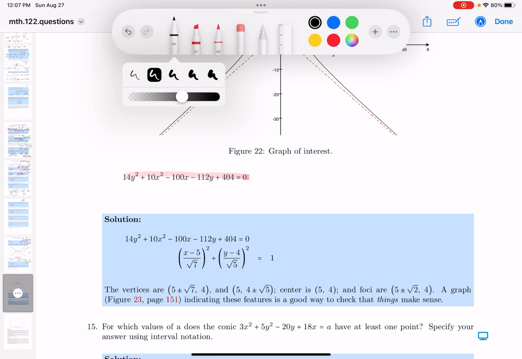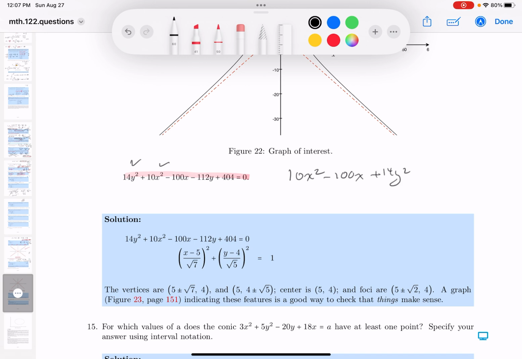10x squared minus 100x, I got that part, plus 14y squared, sorry, I got this one, minus 112y equals 404, and I'm going to subtract 404 from both sides. I'm going to factor the first two terms, 10 comes out, and what do you get there? x squared minus 10x.